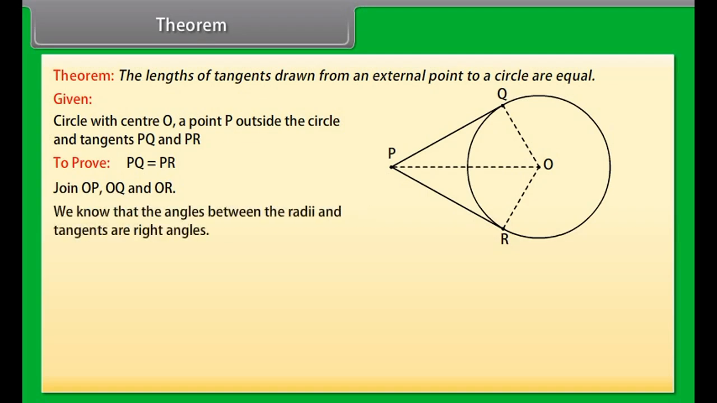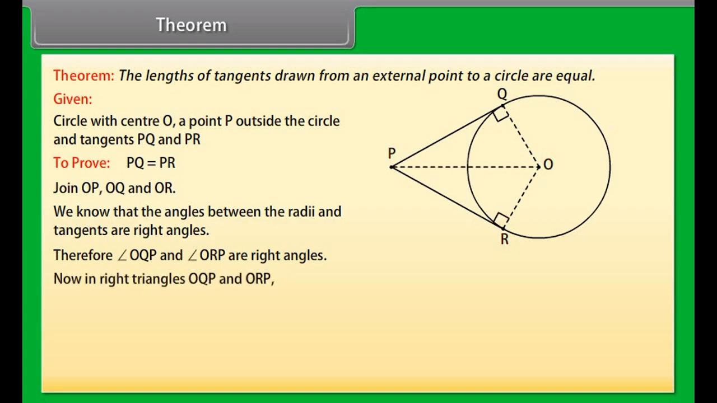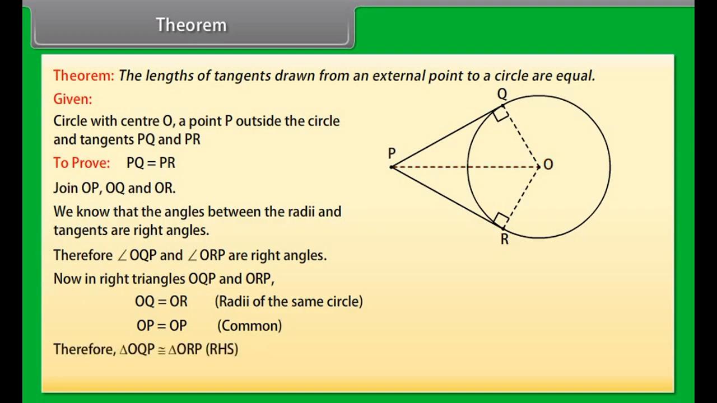Now we know that the angles between the radii and tangents are right angles. Therefore, angle OQP and angle ORP are right angles. Now in right triangles OQP and ORP, OQ is equal to OR because these are the radii of the same circle. OP is equal to OP, common. Therefore, by RHS congruence rule, triangle OQP is congruent to triangle ORP. This gives PQ is equal to PR because corresponding parts of congruent triangles are always congruent.